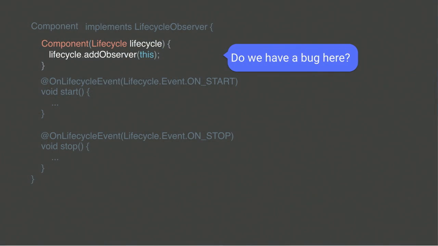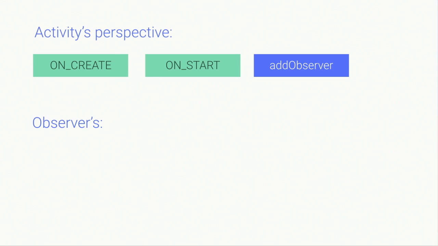And we may have a potential problem here. What if an activity is already started at this point? Does this mean that we are going to receive an onStop event, and we didn't receive onStart? And our component probably is not ready for this. But we took care of it, and we bring the observer to the correct state. So what does this mean? Let's take this example, which I just discussed. From the activity perspective, onStart and onCreate already happened. And after that, we add an observer.